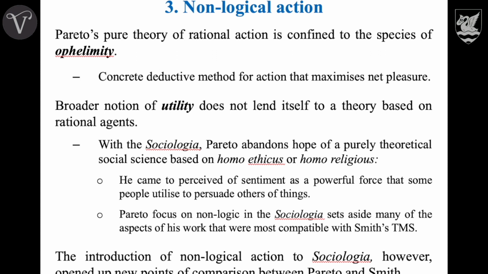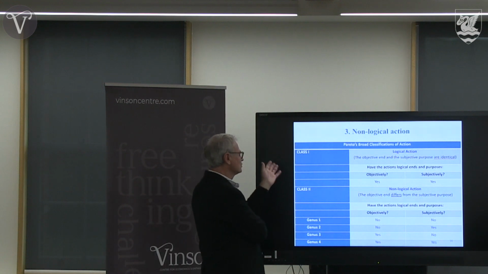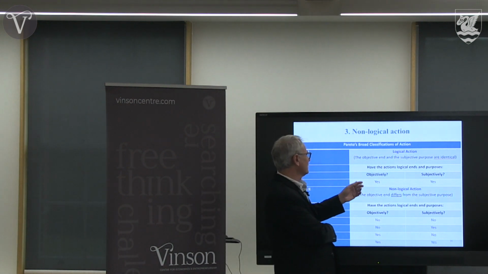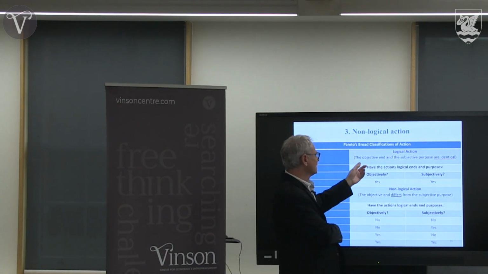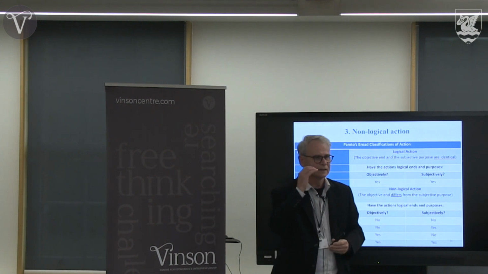Okay, now I'll be going back over all the slides in a minute because I think this is all really the context. Pareto's non-logic, and Pareto has action in two classes. Class 1, which is logical action, and Class 2, which is non-logical. So Class 1 basically says the objective end and the subjective purpose are identical. Or if they're not identical, they're perfectly conformed.